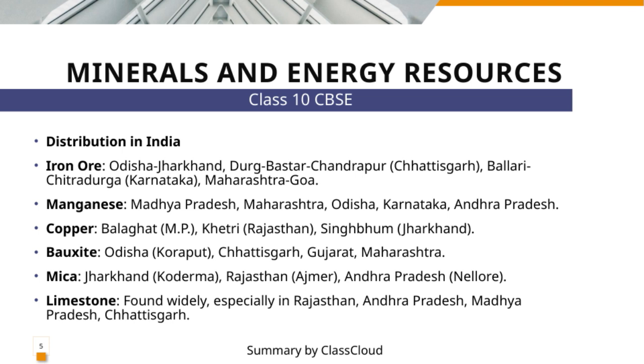When it comes to bauxite, the primary ore for aluminum, Odisha stands out with Koraput, along with other deposits in Chhattisgarh, Gujarat, and Maharashtra. These regions supply the raw material for aluminum production, which is crucial for many industries. Mica is mainly found in Jharkhand's Koderma, Rajasthan's Ajmer, and Andhra Pradesh's Nellore. Mica is used in electrical and electronic goods, so its distribution reflects the demand in these sectors. Limestone is widespread across India, especially in Rajasthan, Andhra Pradesh, Madhya Pradesh, and Chhattisgarh.